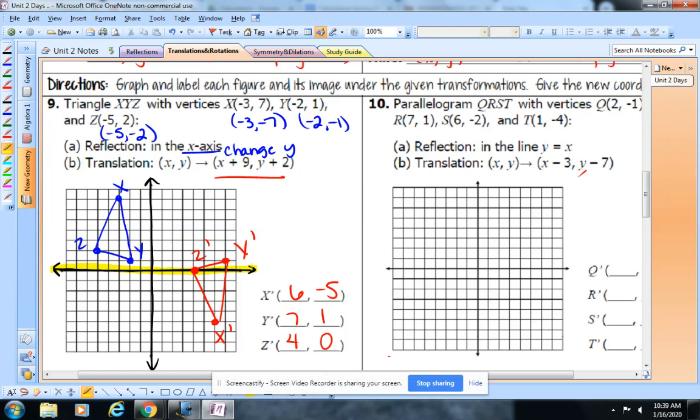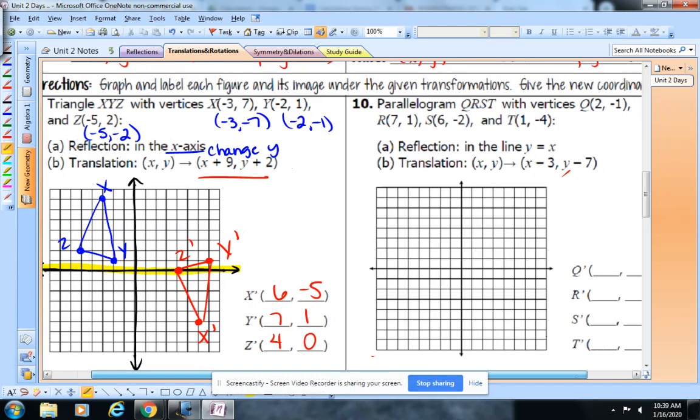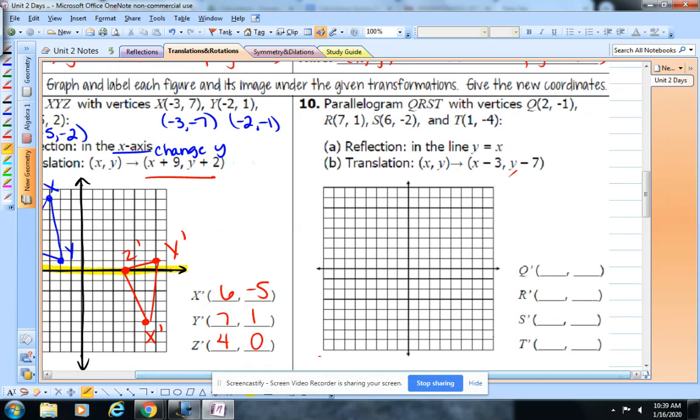All right, let's do the next one real quick, and then we'll be done with translations for a minute. All right, let's go ahead and graph that original parallelogram, please.